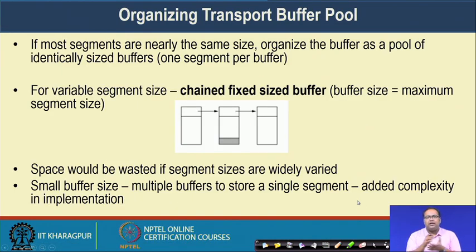So, the question comes: how can you organize this buffer pool? There are multiple ways you can organize the transport layer buffer. It is a software buffer. In case all the segments are of the same size, you can organize the buffer as a pool of identically sized buffers. That means you can hold one segment in every individual buffer.